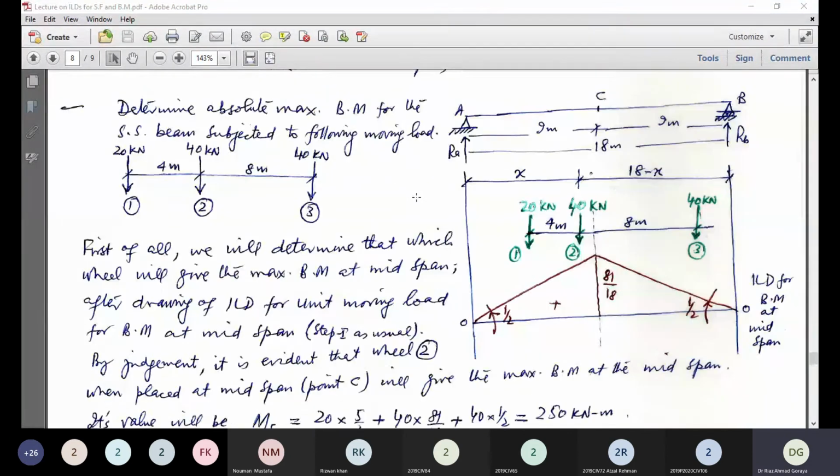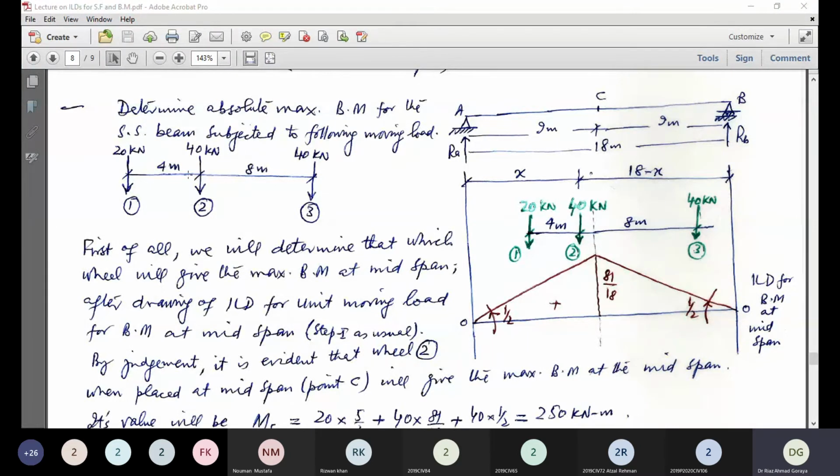Now we learn it with this example. This is a simply supported beam of 18-meter span, and the midpoint is the point C. Now the question is: determine the absolute maximum bending moment for the simply supported beam subjected to the following moving load. There are three wheel loads: first is 20 kilonewton, then 40 kilonewton, and 40 kilonewton.